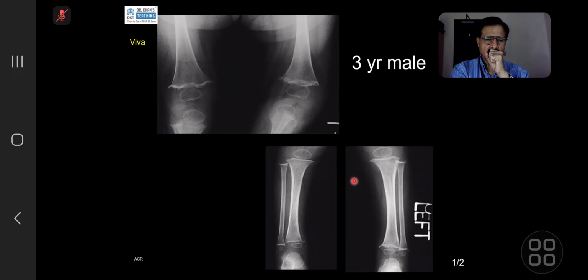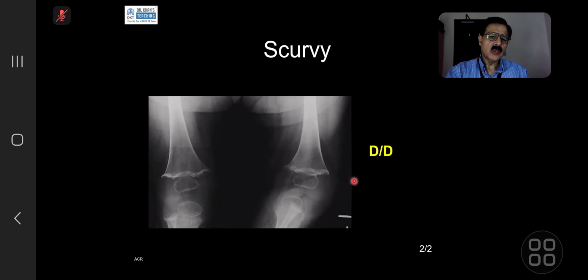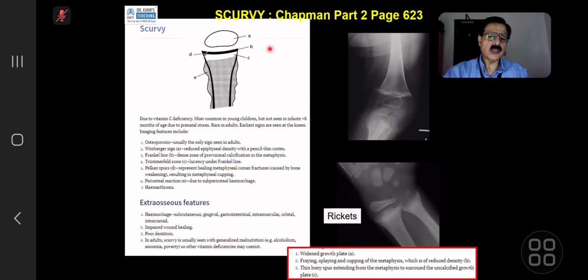No subperiosteal hemorrhage, no fractures. These findings are suggestive of scurvy. Okay. Now let's repeat the findings and then we'll come back to the film.